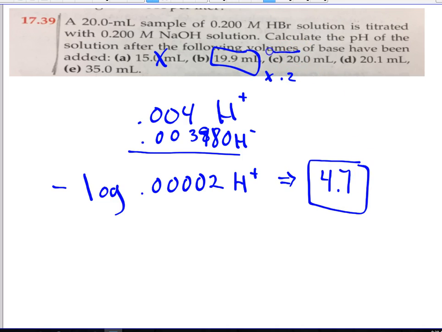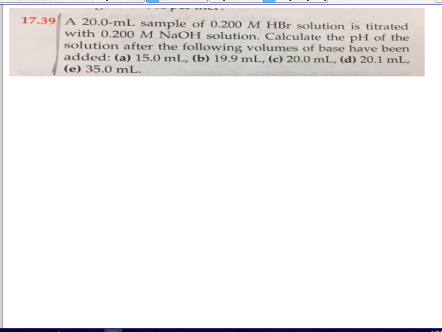Okay, C is a trick question to see if you're going to do any math, because you don't have to. If you add equimolar amounts of acid and base, what's your pH? 7. Now, this only works because they have the same molarity, and then you add the same volume. You good with that?